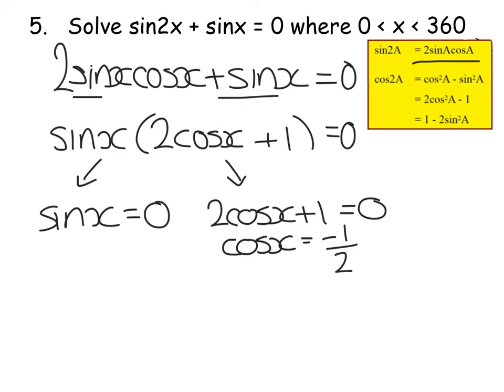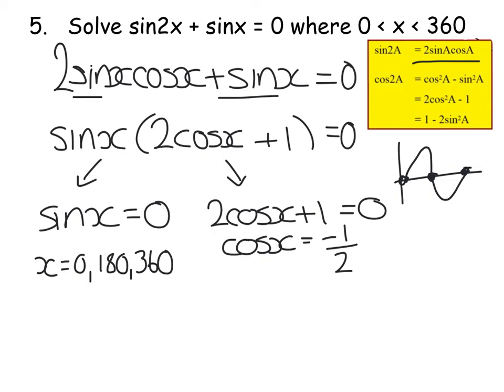Now, from this, you then have to use your sine and cos graphs. So your sine graph is that one, and sine x equals 0 wants you to know all the places here on the graph where it equals 0. So the roots of it. So there's 3 possible answers here. So x can be 0, it can be right in the middle at 180, and it can be at the end at 360. So there's 3 answers there.